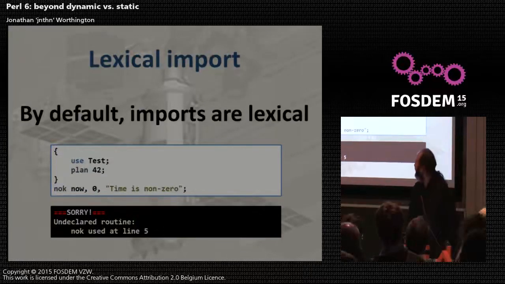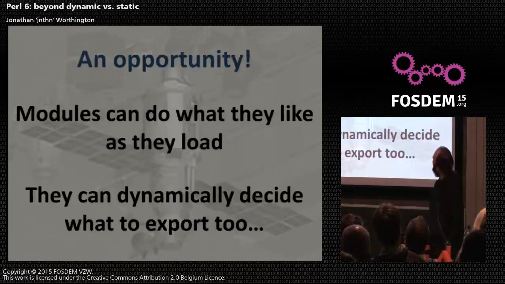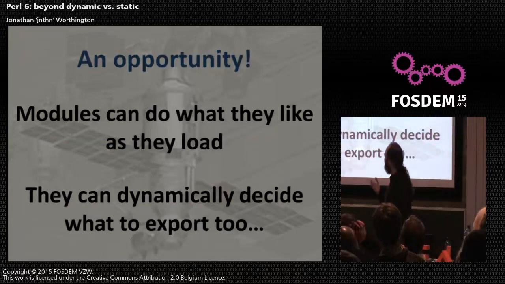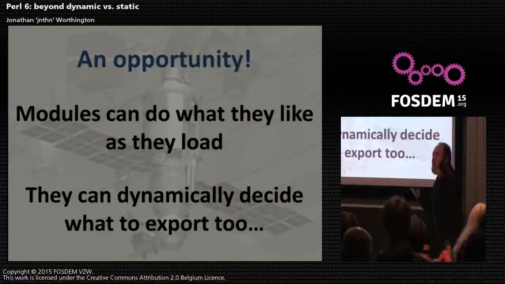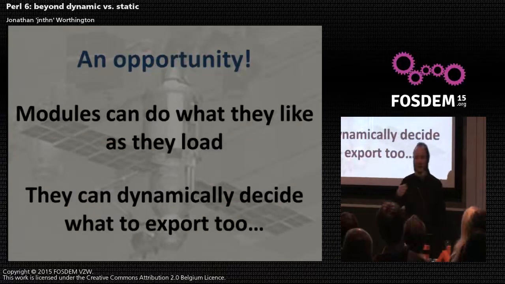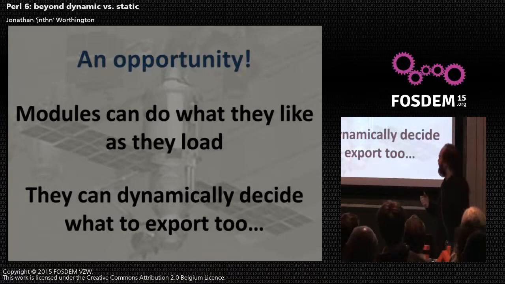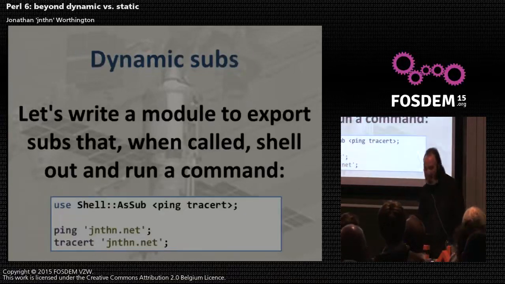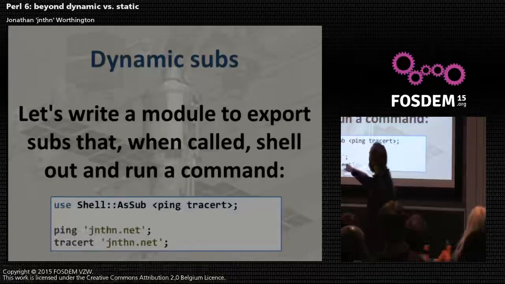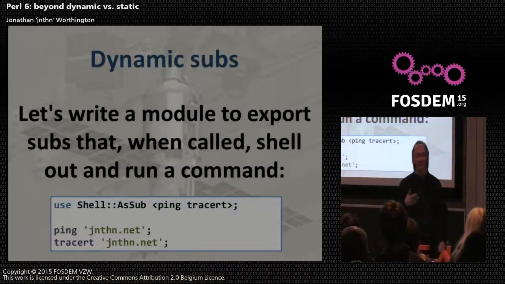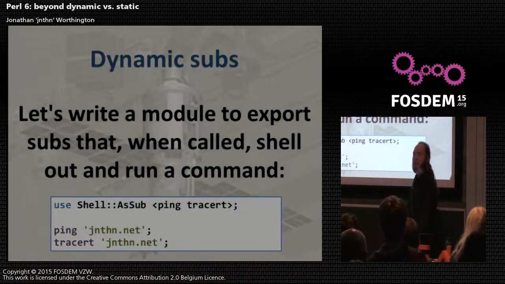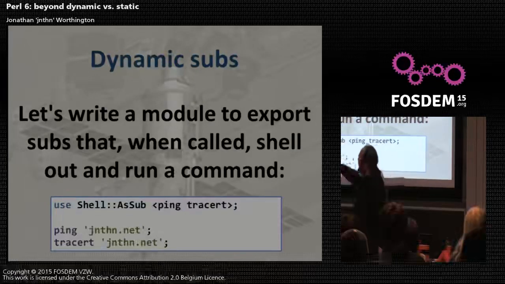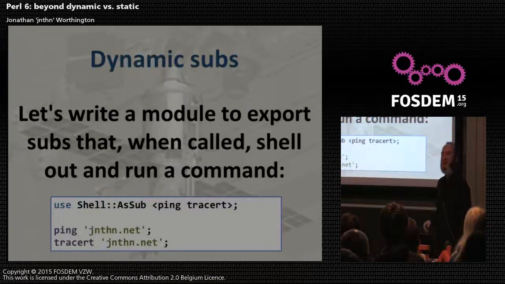Now, you might wonder how we can do some slightly more dynamic things where we'd like to generate subroutines. There's various ways, but modules are one of the really good ones. So let's just write ourselves a little module. I've called it shell as sub. It's just a little module where I name a couple of shell commands, ping and traceroute, and what I actually get is a couple of subroutines where I can just call the commands just by calling the subs.